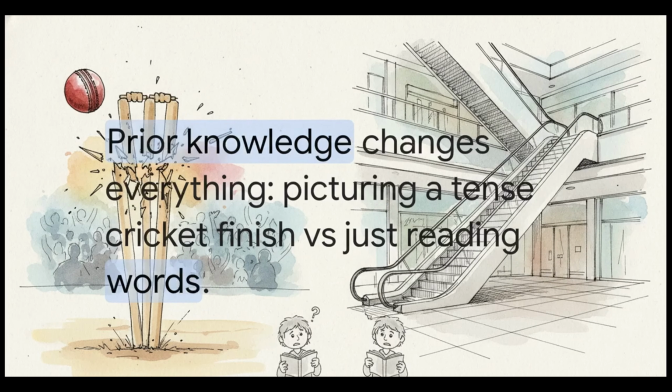Similarly, think of a rural, first-generation learner reading a story set in a giant urban shopping mall. If they have no mental picture of an escalator or a food court, their comprehension just derails. They aren't struggling with the words, they are struggling with a missing schema.